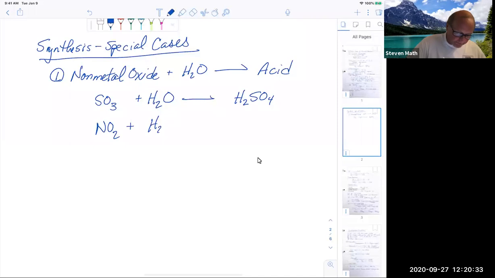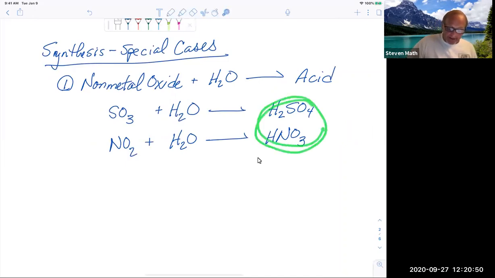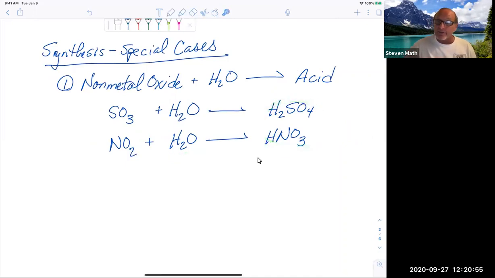Combine it with a little bit of water. Nitrogen dioxide will end up making nitric acid. As I say, these are very common. Also be aware of the reverse of these: if you ever have to break apart an acid, just rip some water out of it. This is like dehydration synthesis, okay? Rip the water out of the acid, and you have a non-metallic oxide. All right, those are the non-metallics.